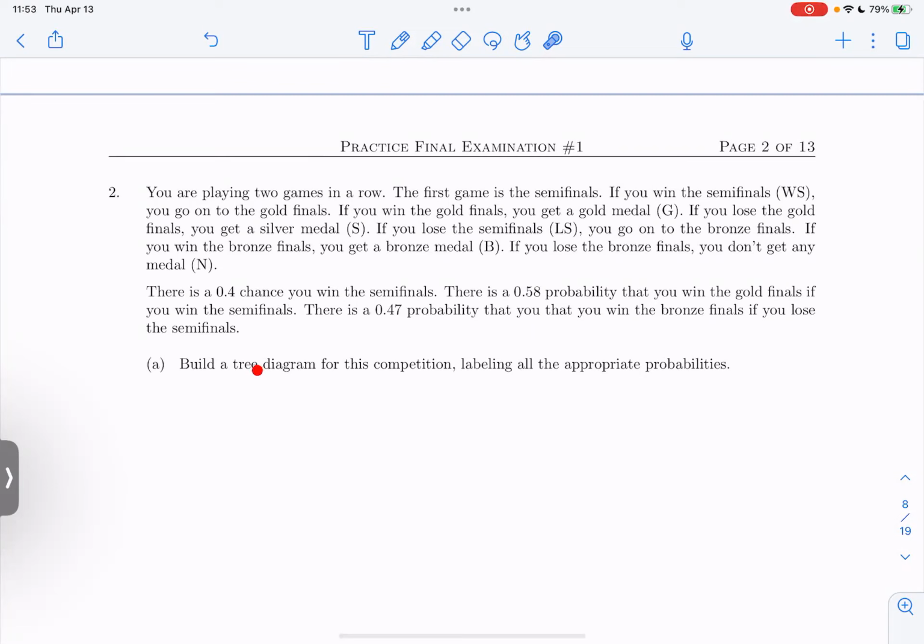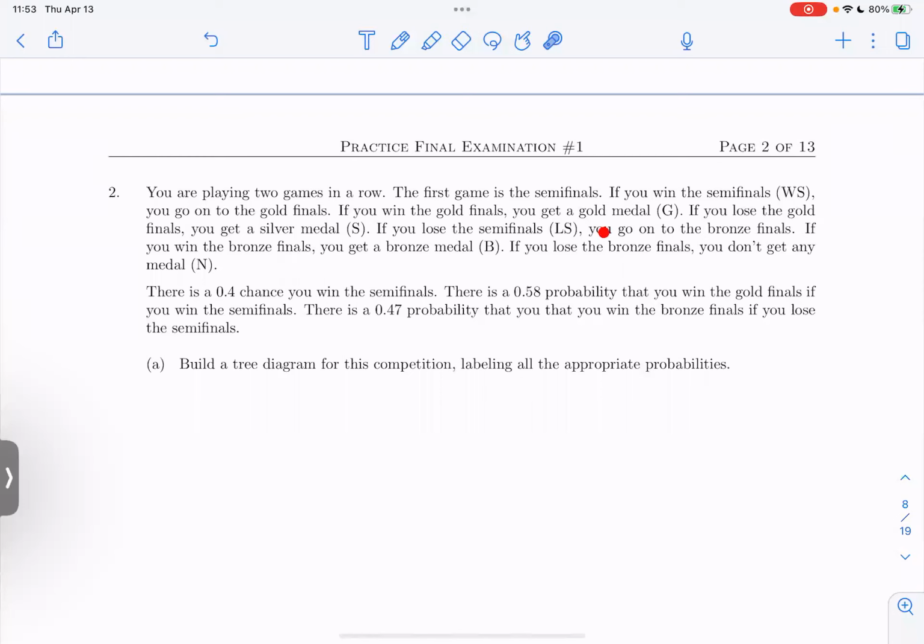Tree diagram. Let's see how many branches there are. I hate reading these. Okay, you're playing 2 games in a row, which means you have 2 layers in your tree diagram. The first game is the semifinals. If you win the semifinals, you go on to the gold finals. If you win the gold finals, you get a gold medal. If you lose the gold finals, you get a silver medal. If you lose the semifinals, you go on to the bronze finals. If you win the bronze finals, you get a bronze medal. If you lose the bronze finals, you don't get any medal.